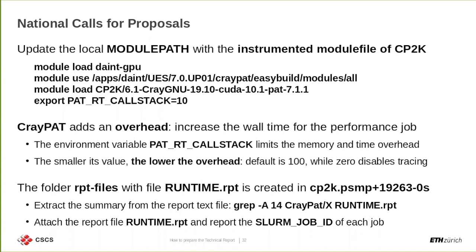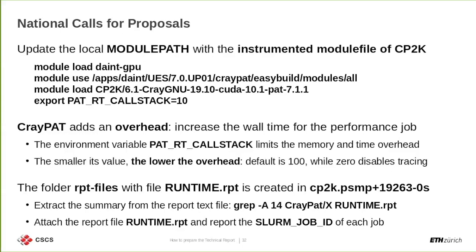Since I mentioned that the CrayPat tools add an overhead to the simulation, we need to increase the wall time to perform this job. We can also reduce this overhead by defining this variable, PAT_RT_CALLSTACK. This limits the memory and time overhead. The smaller the value, the smaller the overhead. The default is 100, and with 0 you disable tracing. I put 10, for instance, in this case, which is a good compromise.